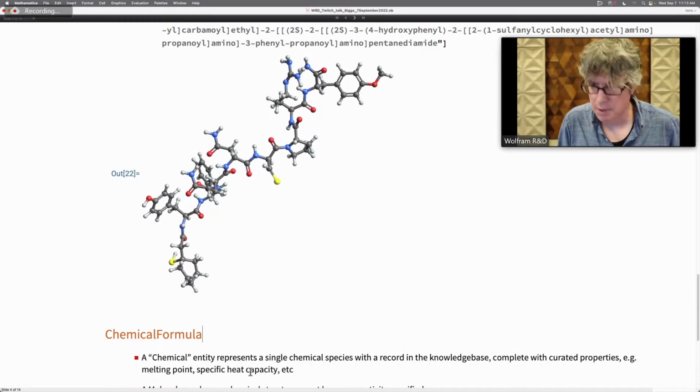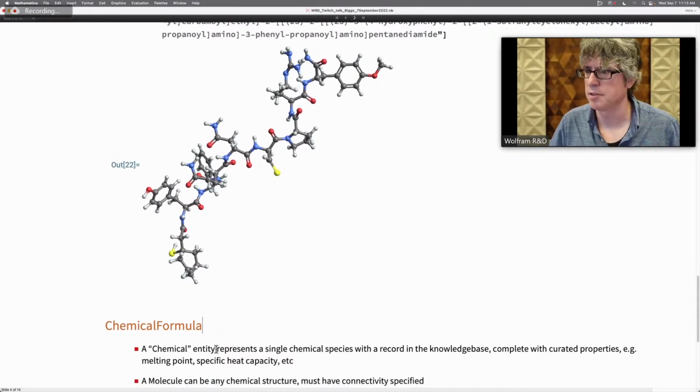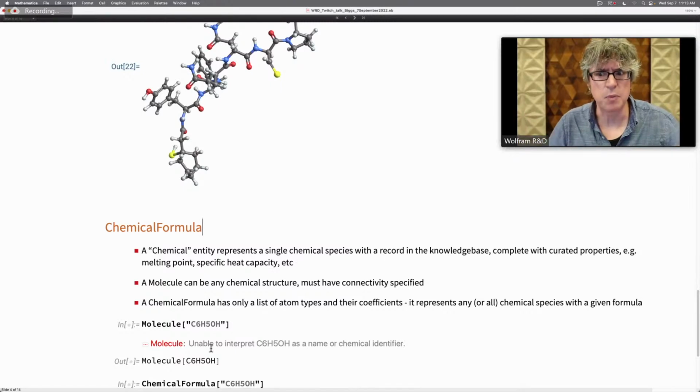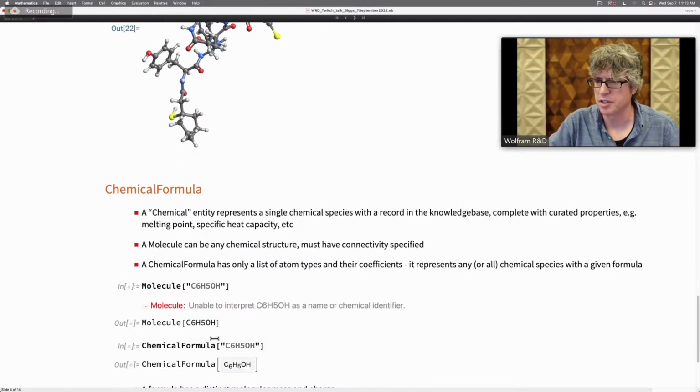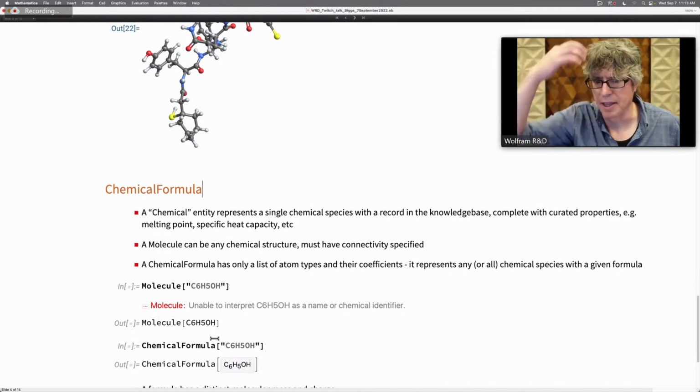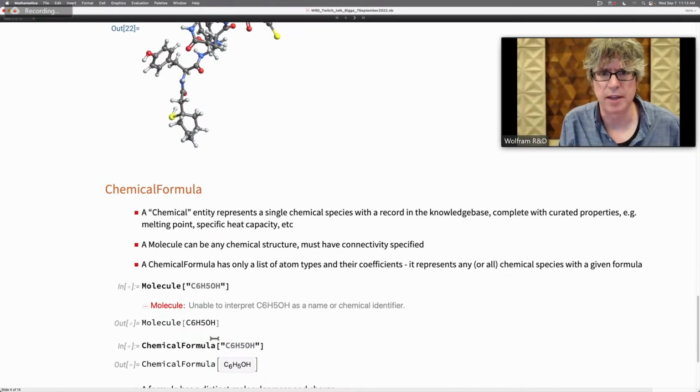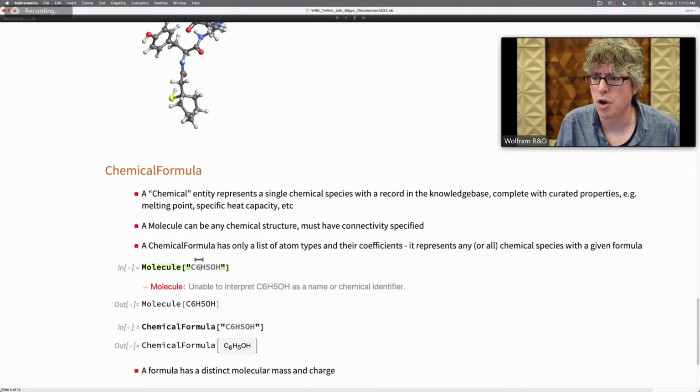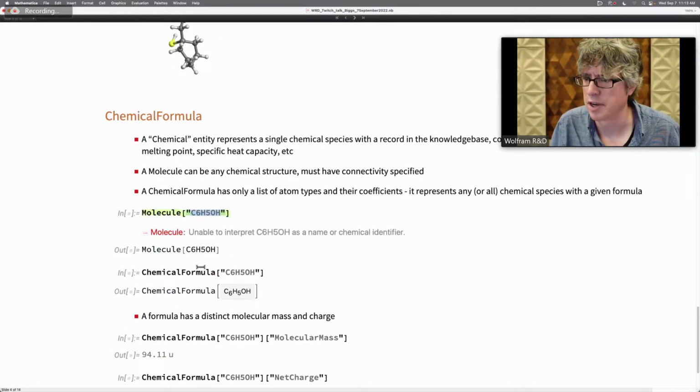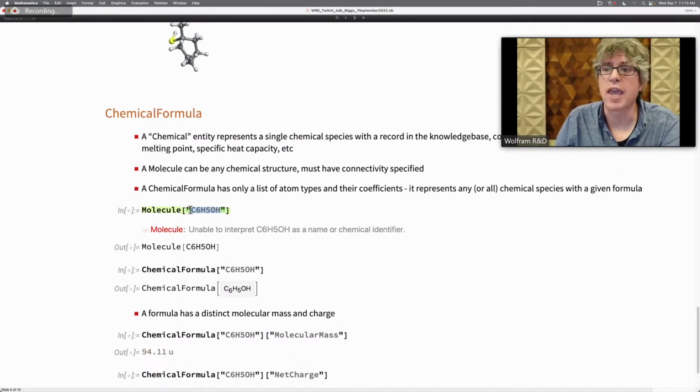We already talked about chemical formulas. What's interesting about chemical formulas is that they allow us to represent some chemical reactions that you might encounter in the classroom, which are just written out in terms of formulas. You have no structures, and so that's where a chemical formula is useful. Let's say you know that you want C6H5OH. You can't create a molecule from that because you don't know the arrangement of those atoms, what's bonded to what. But you can create a chemical formula from it.